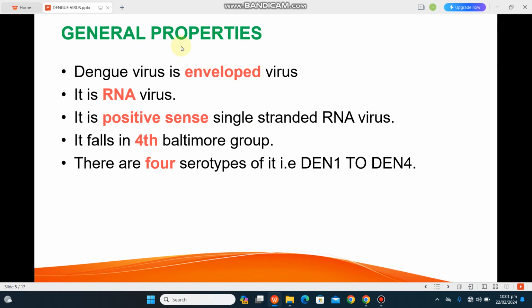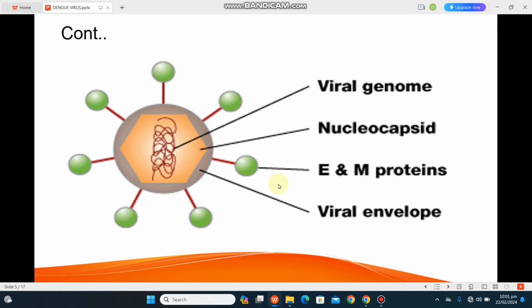Dengue virus is an enveloped virus. There is a distinct envelope around the virus, and it is an RNA virus, a positive sense single stranded RNA virus. That is why it belongs to the fourth Baltimore group, and there are four serotypes of it.